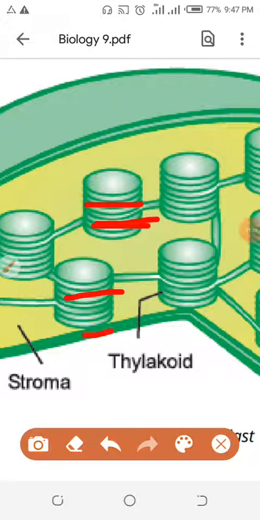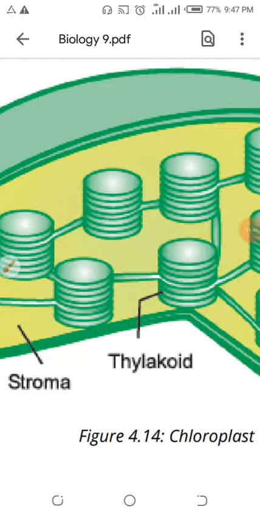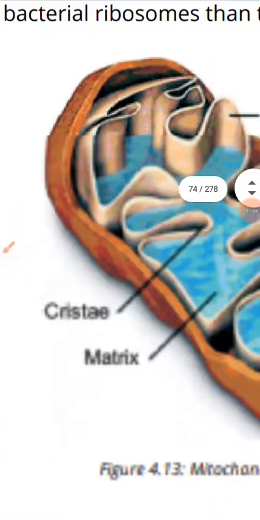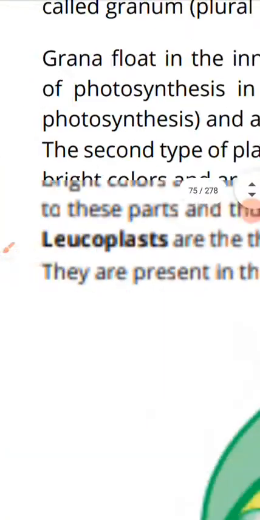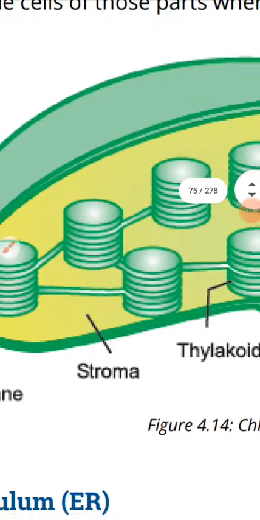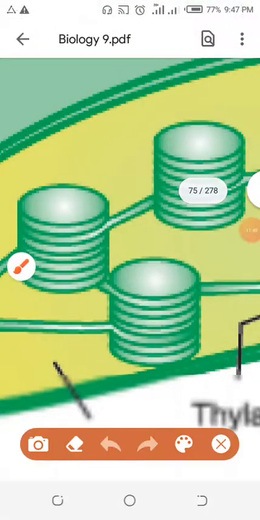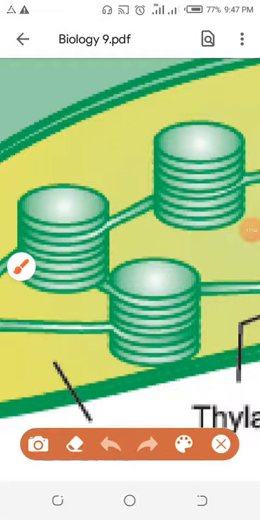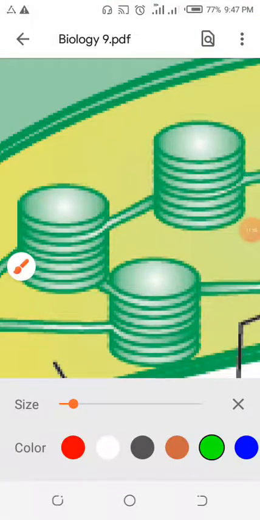So how much time am I consuming to highlight each plate? Because many plates are there. Many plates mean many membranes, because each plate is composed of a circular membrane. You are getting me? Each plate is composed of a circular membrane. That circular membrane which is present in each plate is called the thylakoid membrane. This is a new word for you.